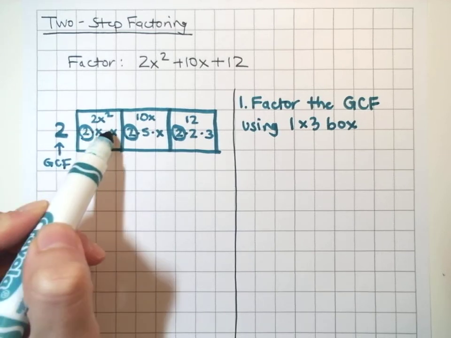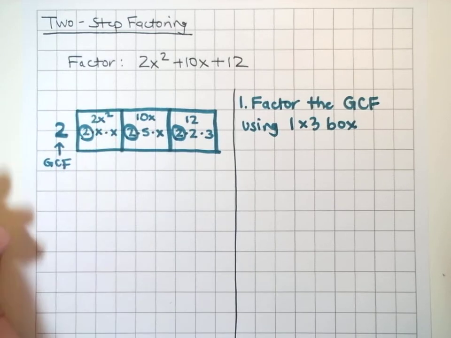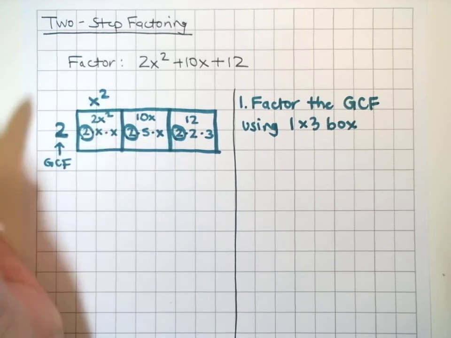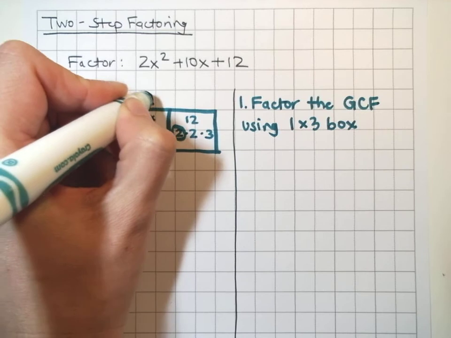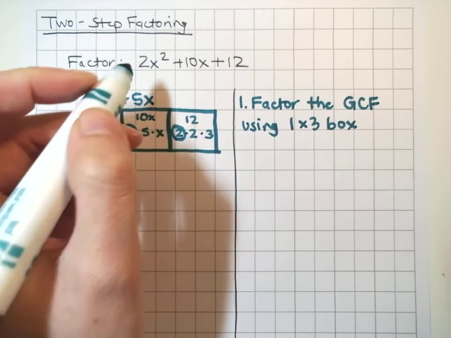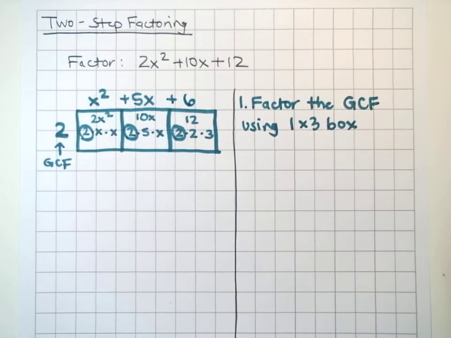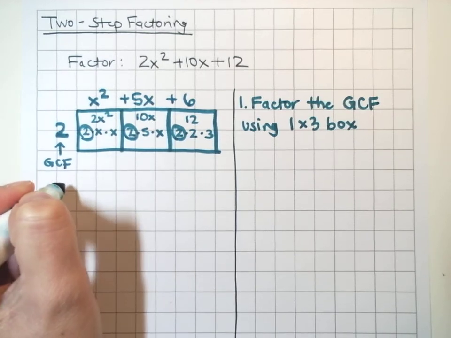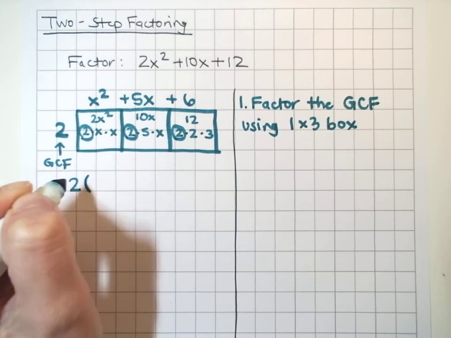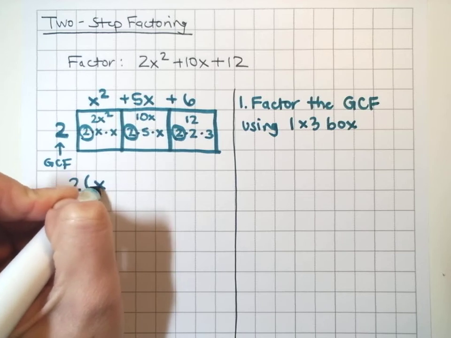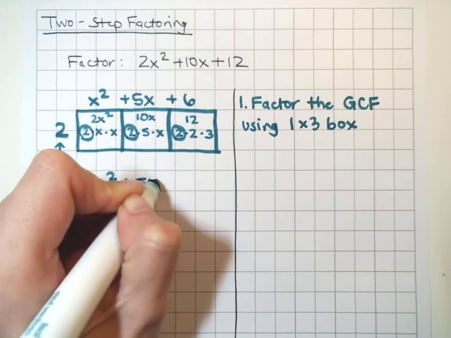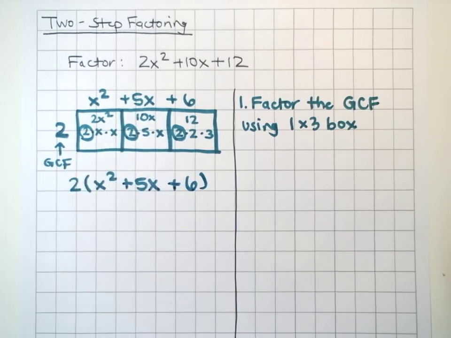And then whatever's left, we're going to write up on the top. So we have x times x, so we have x squared. Then we have 5 times x left. 5x goes up here. And 2 times 3 left, and so 6 goes up here. So far, we have factored the GCF out, and we're left with 2 times x squared plus 5x plus 6.